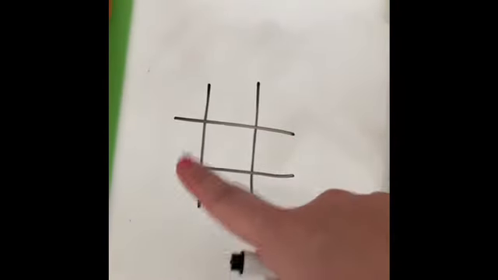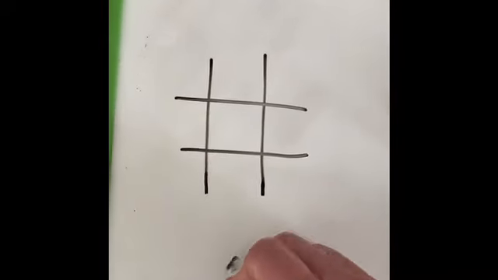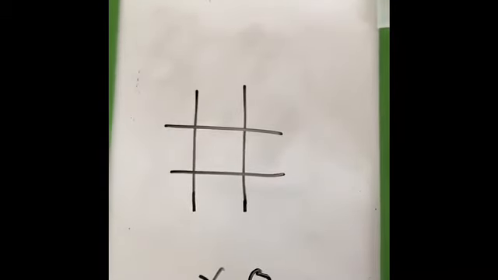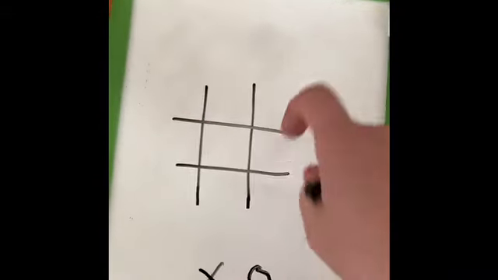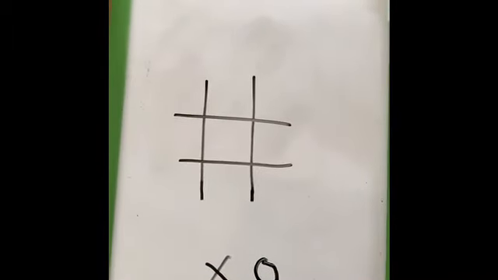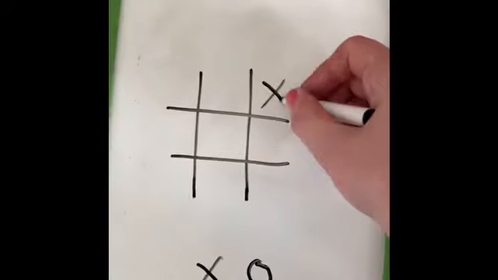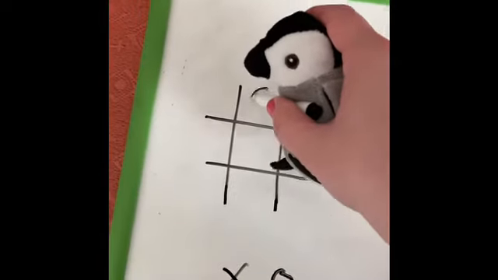So this is tic-tac-toe, and you start by making a grid like this. So 2 lines down and 2 lines across, and one player gets to be an X, and then another player gets to be O. Okay, so Penguin's gonna help me out here. The point of the game is that whatever your symbol is, you want 3 in a row. So it could be across, up, down, or diagonal, so like on a slant. Okay, so I'm gonna start.